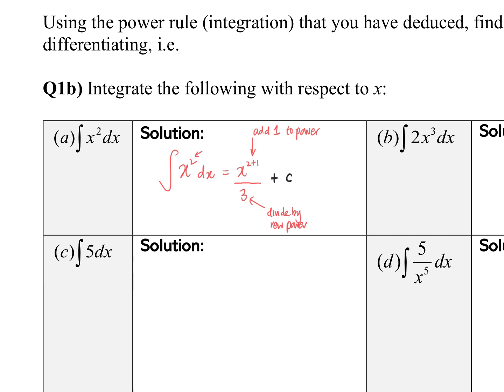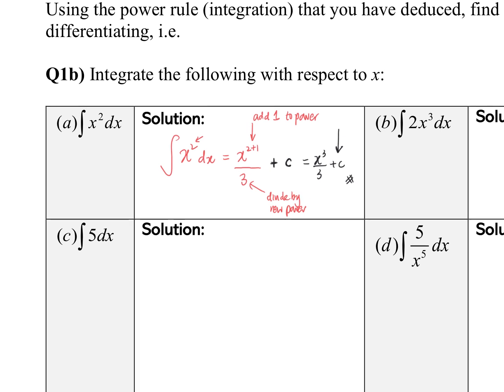So just add a constant there to let them know that it can be plus 0, plus 1, plus 5, plus anything, but it will still differentiate to the same answer. So simplify, your answer becomes x cubed over 3 plus C. So just add this to cover all cases.